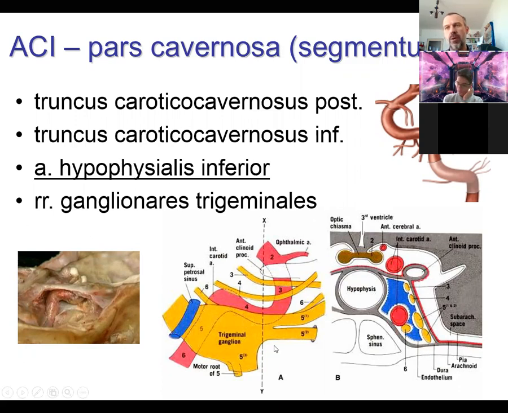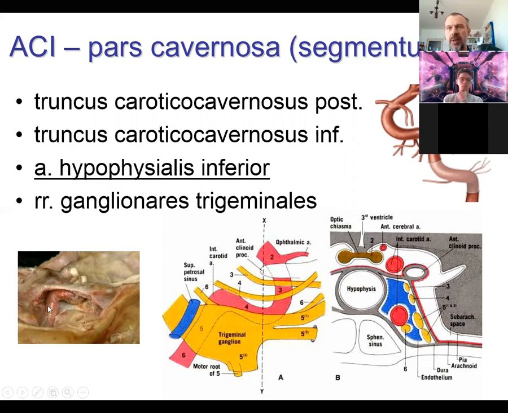For us, it's important, of course, that it supplies the ganglion by the trigeminal ganglionar branches, but it gives an inferior branch to the hypophysis, yeah, to the pituitary gland. We will talk about the pituitary gland in the brain then, and it will be important for us to know that we have two arteries, yeah, for the hypophysis. So the first branch is from the C4 segment.